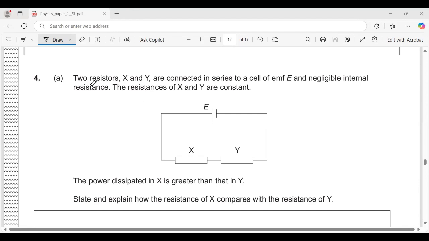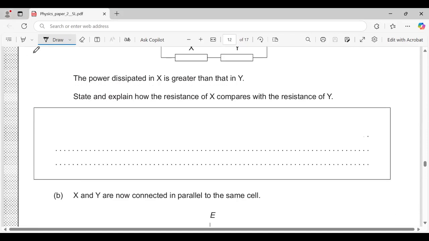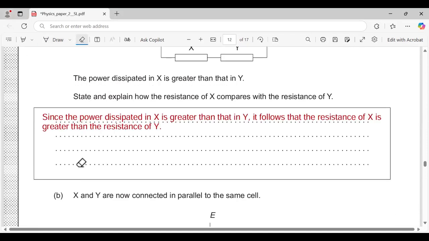Number four, two resistors X and Y are connected in series to a cell of EMF E and negligible internal resistance. The resistances of X and Y are constant. The power dissipated in X is greater than that in Y. State and explain how the resistance of X compares with the resistance of Y. I have provided my answer about this one.